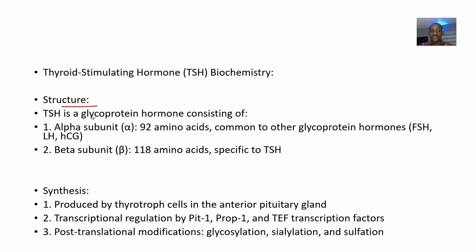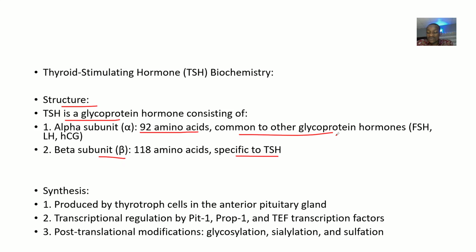For the structure, we said that TSH is a glycoprotein hormone. You must start like that. You must state the type of hormone that it is. It's a glycoprotein, so it is composed of alpha units and beta units. The alpha unit has 92 amino acids, so every other thing, you just leave it out. The beta unit has 118 amino acids. One thing you should know is that the composition of the beta unit is specific to TSH, but the composition of the alpha subunit is common.